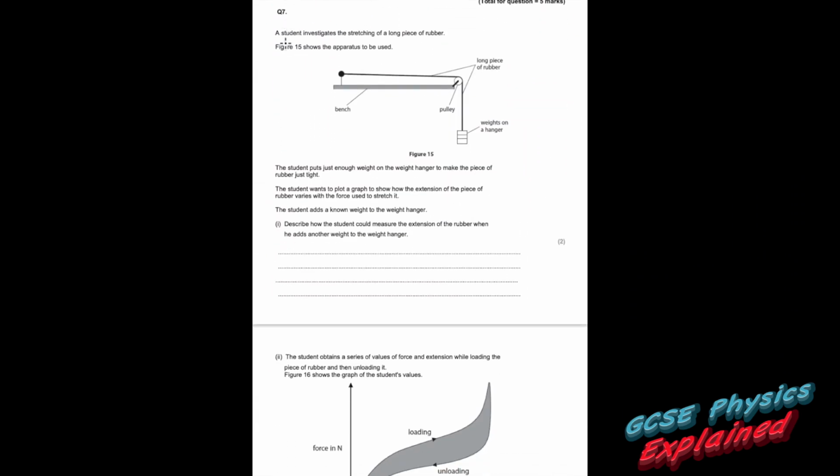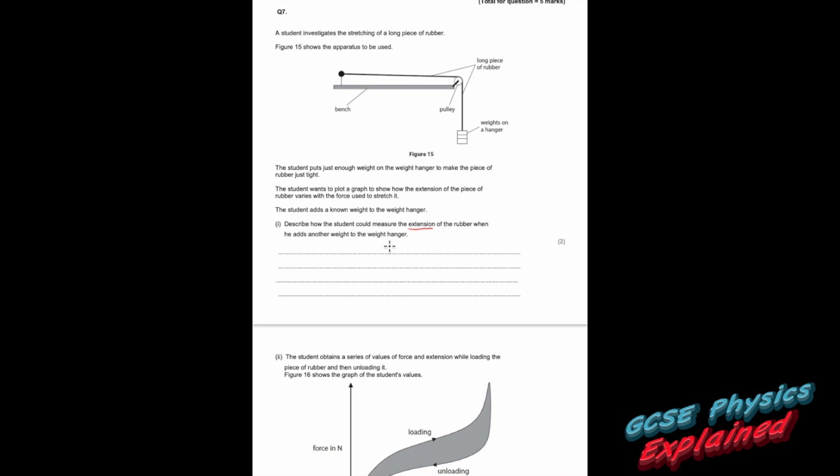Question 7. A student investigates the stretching of a long piece of rubber. Figure 15 shows the apparatus to be used. The student puts just enough weight on the weight hanger to make the piece of rubber just tight. The student wants to plot a graph to show how the extension of the piece of rubber varies with the force used to stretch it. The student adds a known weight to the weight hanger. Describe how the student could measure the extension of the rubber when he adds another weight to the weight hanger.